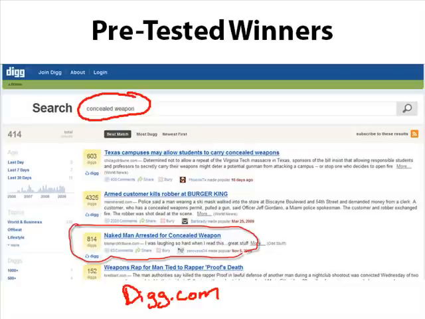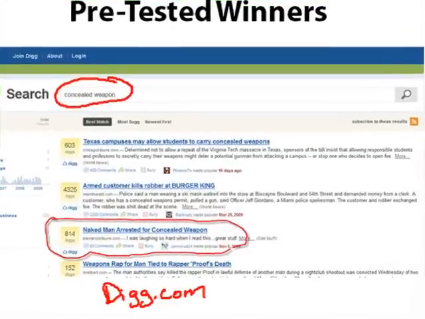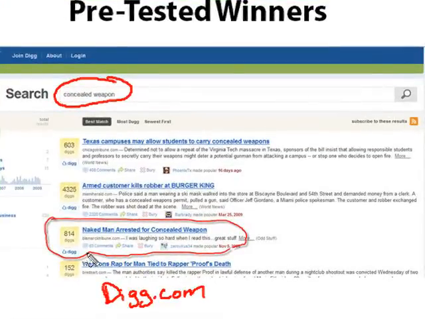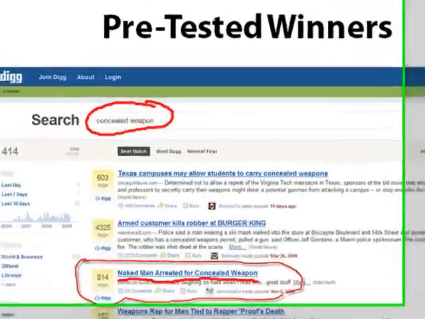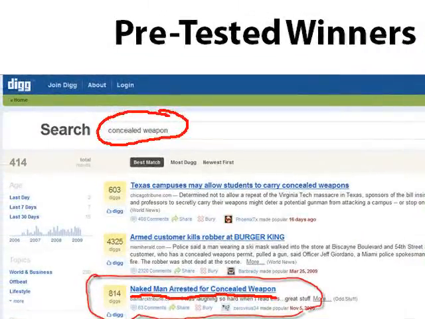So I type in concealed weapon, and the headline, it's down to number 3 now, at the time was the number 1 headline that popped up: "Naked Man Arrested for Concealed Weapon." That turned out to be one of Tim's best open rate headlines, and one of the ones that got the most talk, the most comments, everything was just fantastic. So it gives you a way to go out and grab a headline, and it can be about a current event.